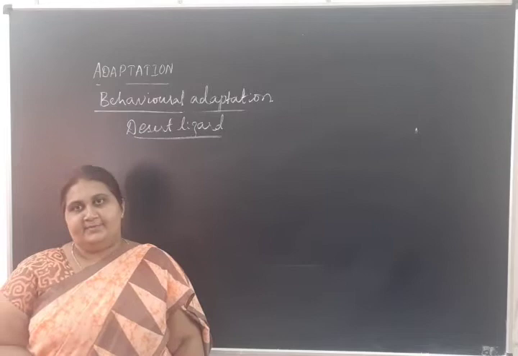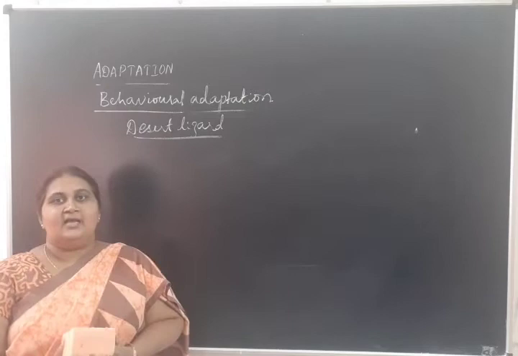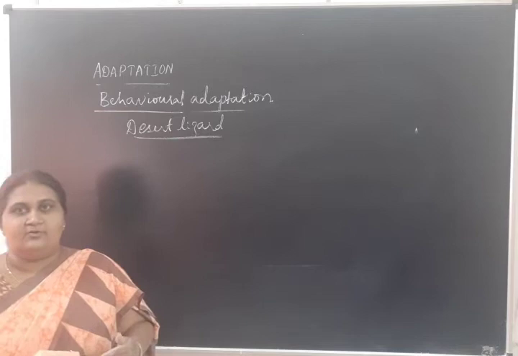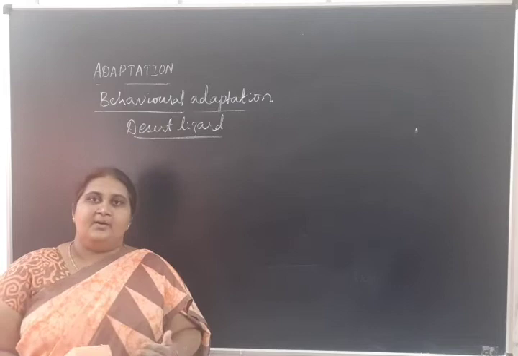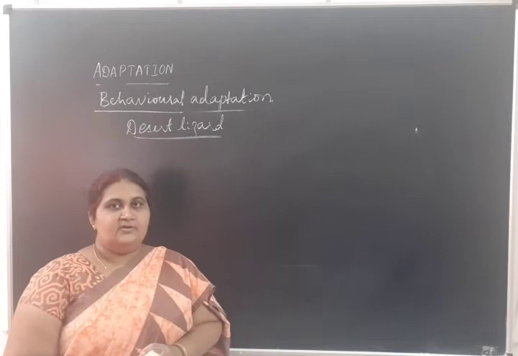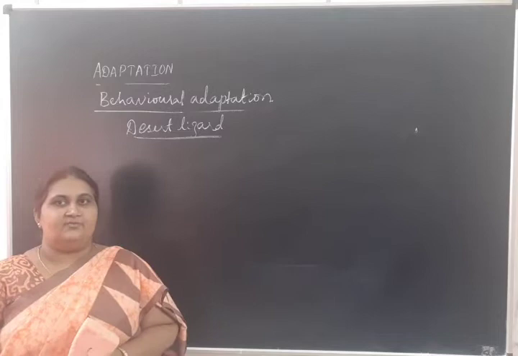It shows thermoregulation how? By behavioral adaptation. So when temperature falls below the comfort zone, it will come outside and absorb the heat, bask in the sun. And when the temperature increases above the comfort zone, it will be found in the shades. So, adaptations seen in the behavior of an organism. What for? To escape environmental stress.